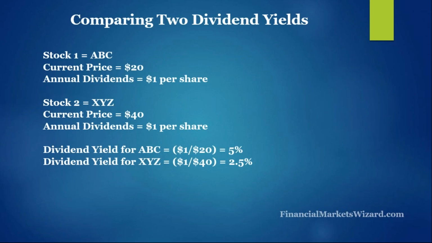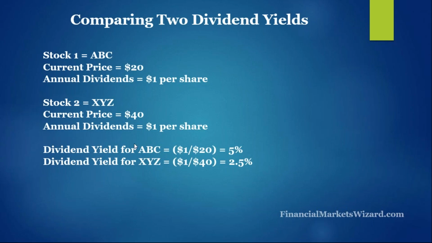So that's dividend yield. Let's compare two dividend yields. One is stock 1, ABC, current price $20. They give you an annual dividend of $1 per share. Another company gives the same annual dividend of $1 per share, but the price is $40. This one is $20, this one is $40. For ABC, the dividend yield is higher at 5%, but for XYZ, the dividend yield is 2.5% because it's trading at a higher price. So it's the same dividend amount, but the yield is different.